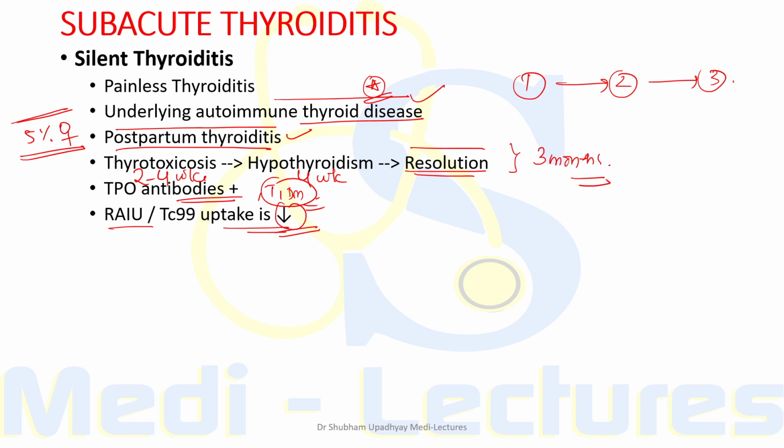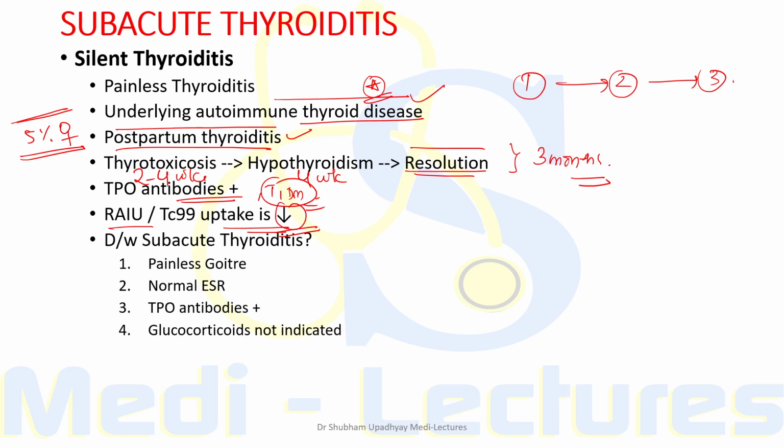So what are the features which differentiate it from subacute viral thyroiditis? Firstly, it is painless goiter, ESR, WBC count will be normal, there is presence of TPO antibodies, and since there are no features of inflammation, the glucocorticoids or NSAIDs are not indicated for the treatment. So what is used for the treatment?